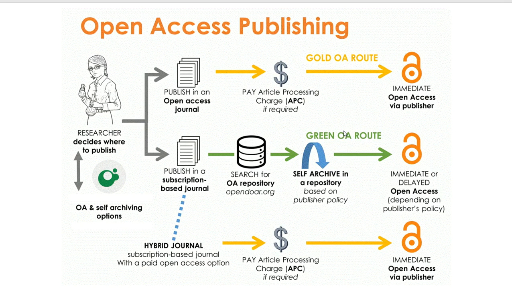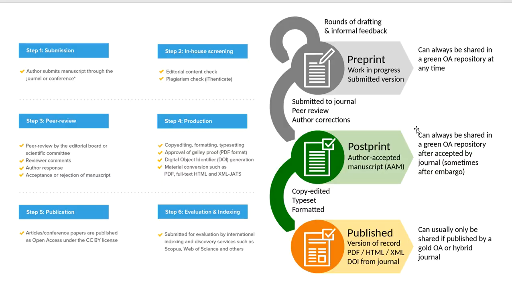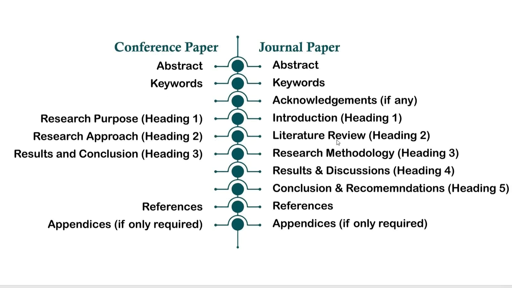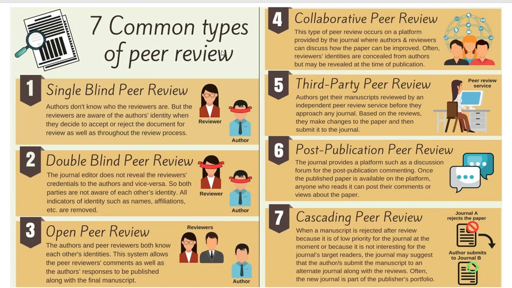Then what open access is and how many types there are, generally three types. How your paper goes from submission step 1 through to evaluation and indexing, either as a preprint, postprint, or published paper. And what the difference is between a conference paper and a journal paper. This is the conference approach, this is the journal approach. Then how many review types there are.